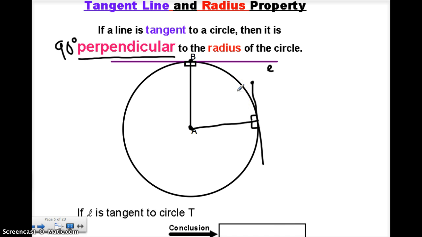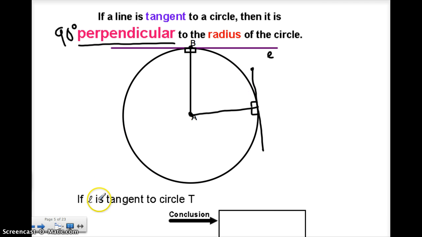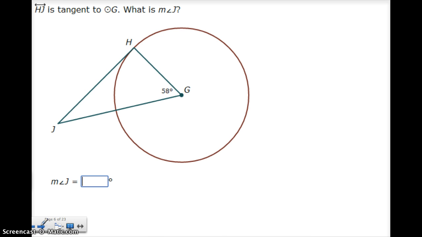So what conclusion do we reach? If line L is tangent to circle T, then we know that radius AB, which we have right here, is going to be perpendicular to tangent line L. Remember this one more time. The tangent line creates a 90-degree angle with the radius. Alright, so let's look at some applications of this.